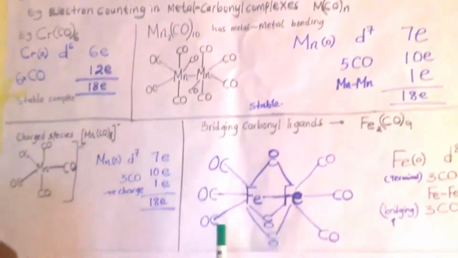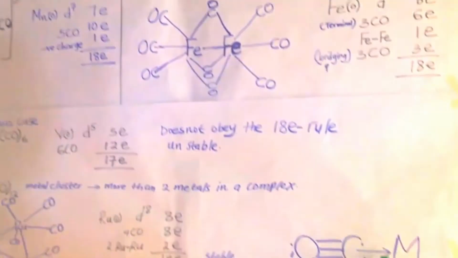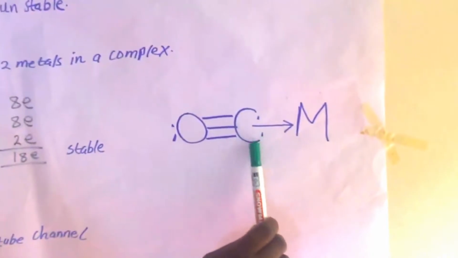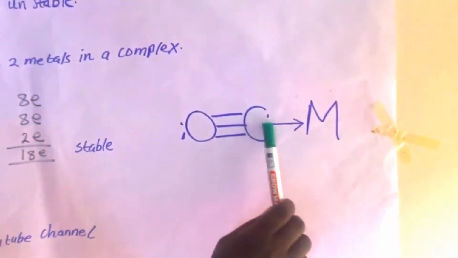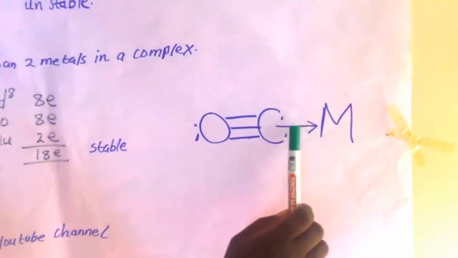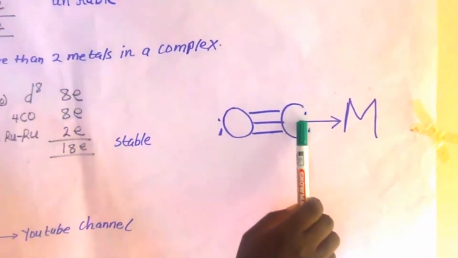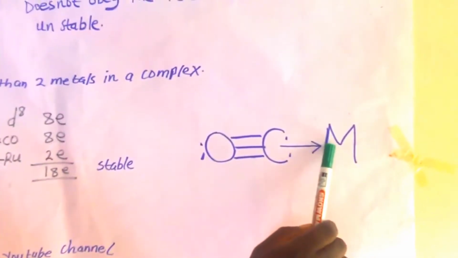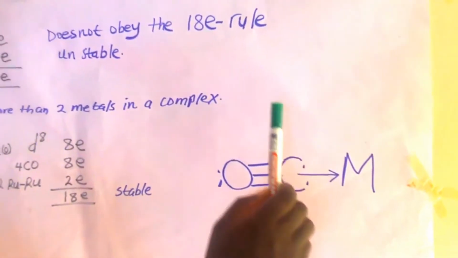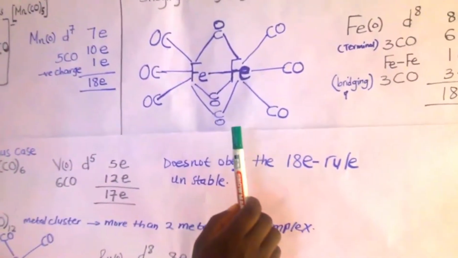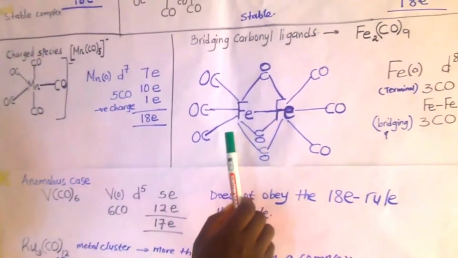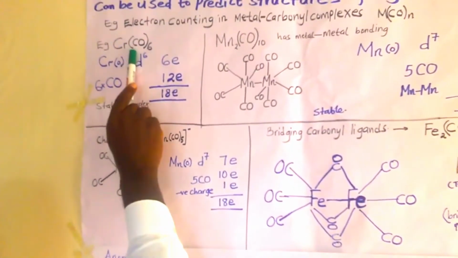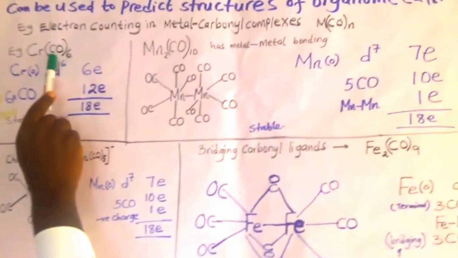If you have a metal which has been bonded to carbon monoxide, each carbon will be able to donate a pair of electrons towards this metal. So each carbon in the carbon monoxide donates a pair of electrons towards the metal. Now, we have quite a number of metal complexes that we are going to use today. The first of that kind is this complex of chromium, which has been bonded to 6 carbon monoxide.